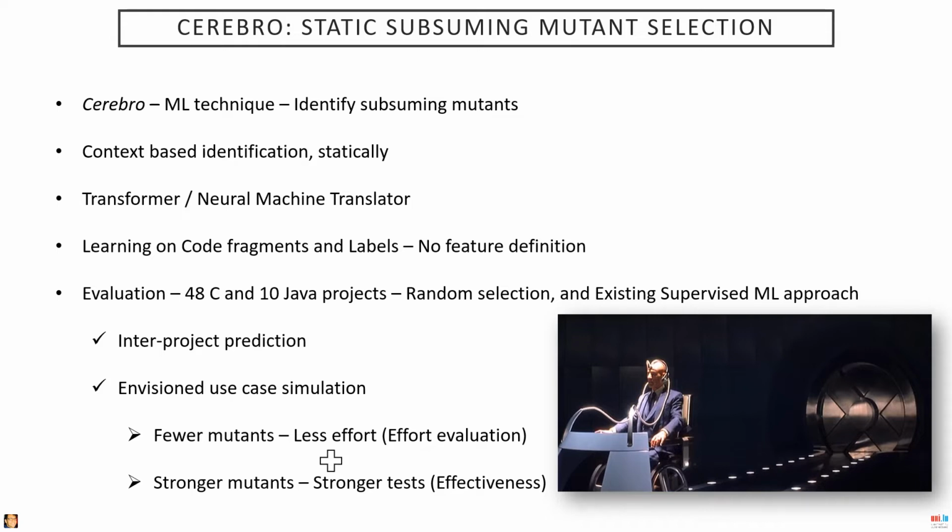Apart from that, we evaluated Cerebro in an envisioned use case where given the input program and the set of mutants, Cerebro selects a subset of mutants that is likely subsuming. These predicted mutants are used for mutation testing to guide testers and evaluate test effectiveness. Based on the selected mutants, testers or automatic test generation techniques can focus on the few strong mutants and design effective test cases.